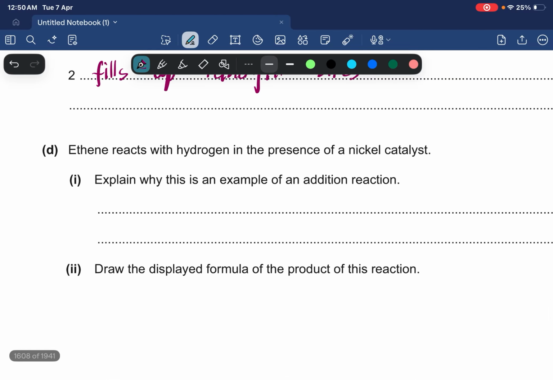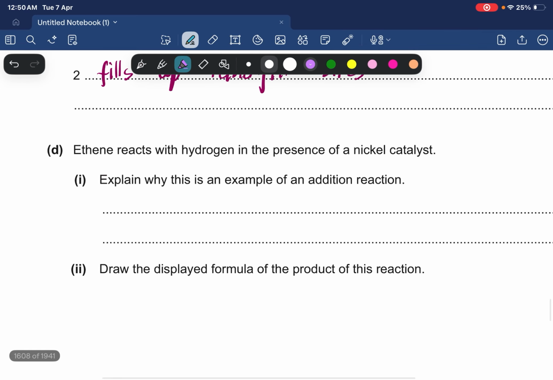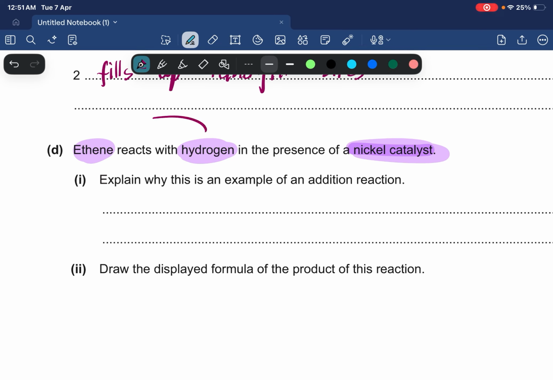Next, ethene reacts with hydrogen in the presence of nickel catalyst. So you have ethene, and then you have hydrogen, and then you have nickel catalyst. What's going to happen? Hydrogen is going to get added into ethene, and then what are you going to form? You're going to form ethane out of it. Explain why this is an example of addition reaction.